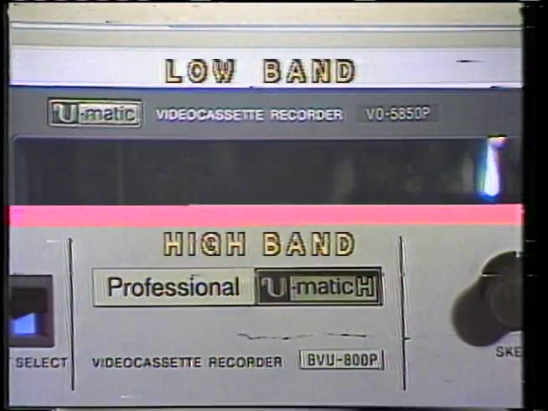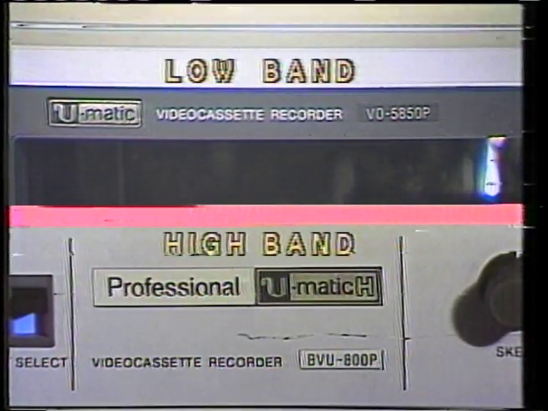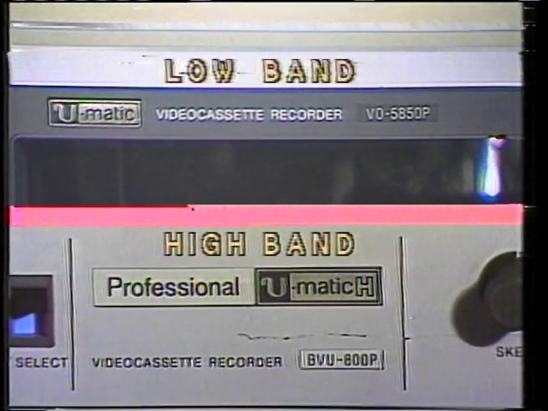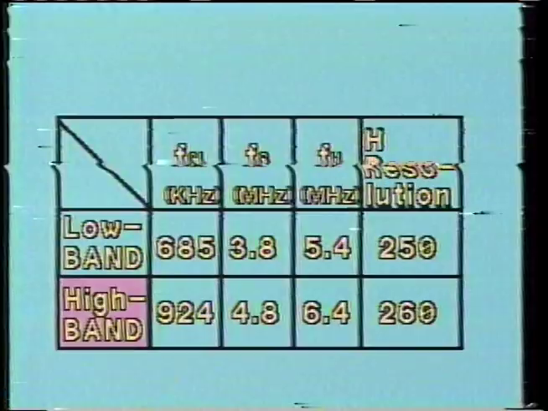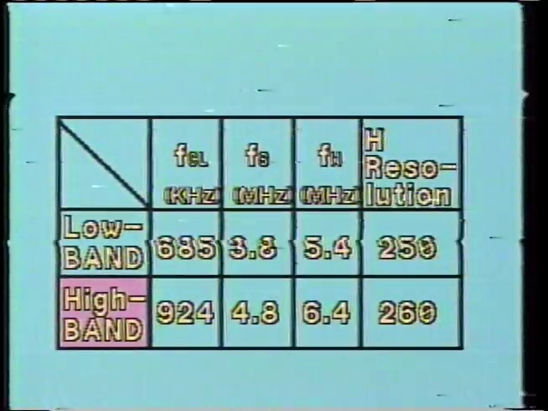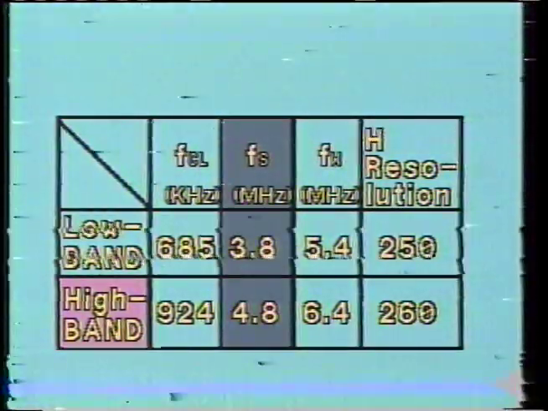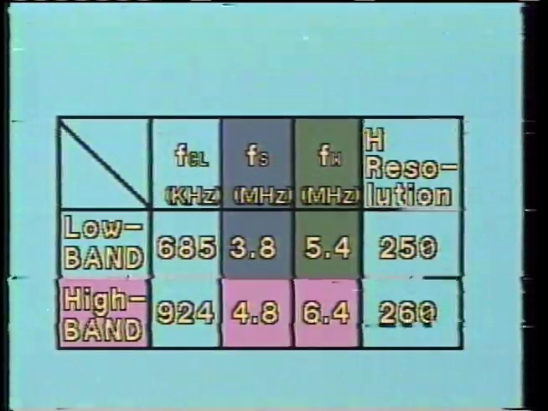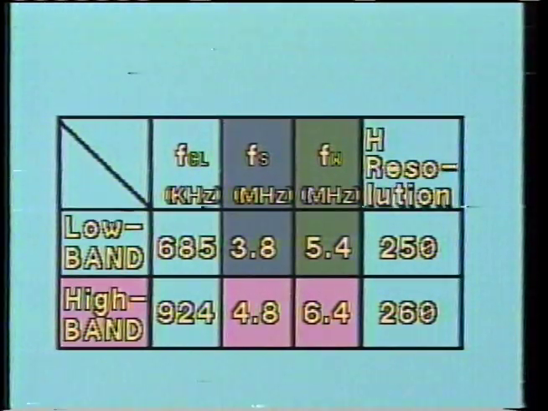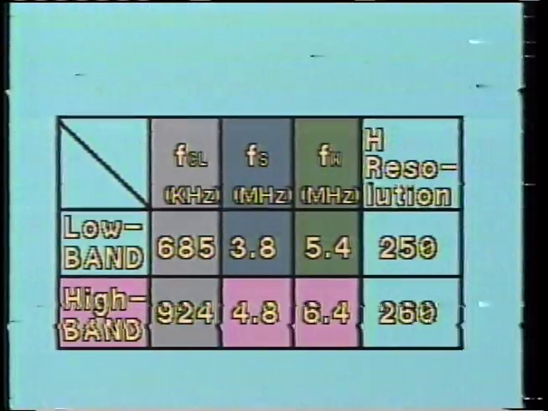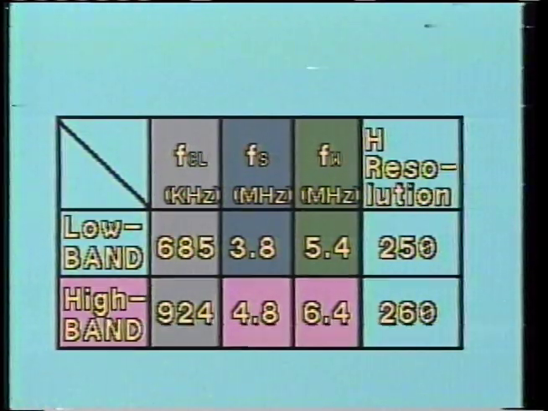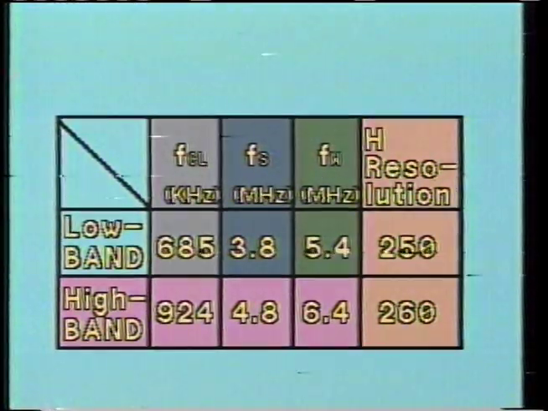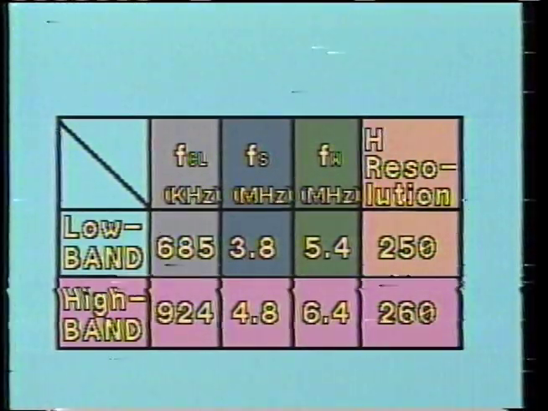A broadcast type system is used only in the PAL type U-Matic for improved performance. The FS values of the sync tip FM carrier and the FW values of the white tip FM carrier are both raised by 1 MHz. The FCL carrier frequency of the fixed band chroma is also raised from 685 kHz to 924 kHz, and the basic horizontal resolution is improved from 250 to 260 lines.